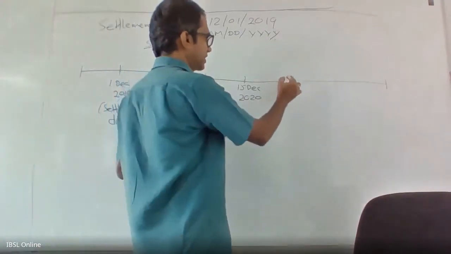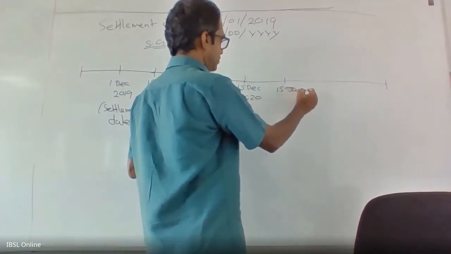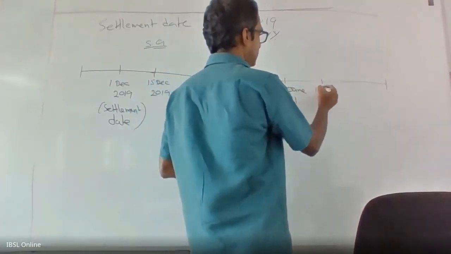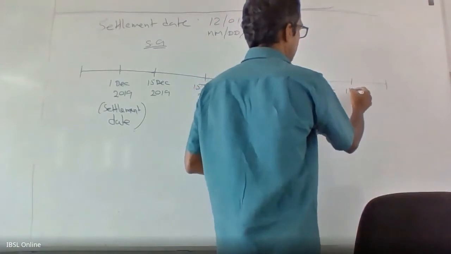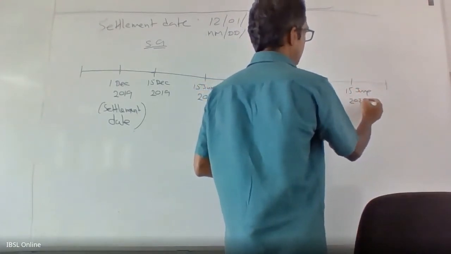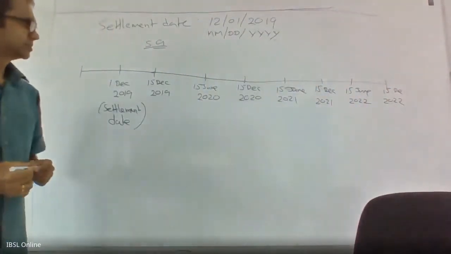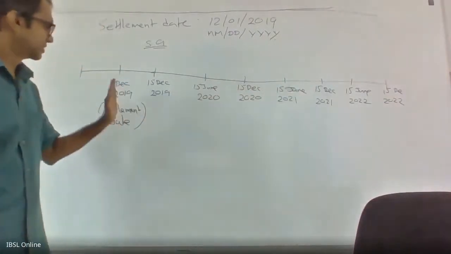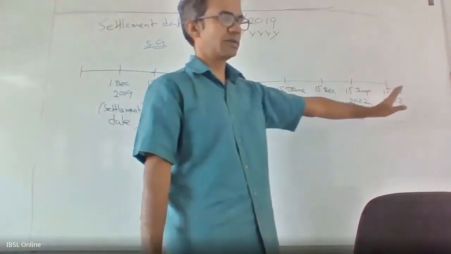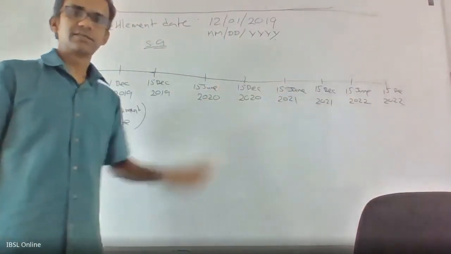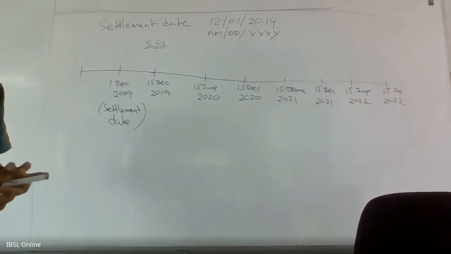December 2020, the next one. 15th June 2021, 15th December 2021, 15th June 2022, 15th December 2022. These are the timings of cash flows. This is the settlement date. The next coupon, and coupon plus maturity. There are 7 cash flows. There should be 7 cash flows.